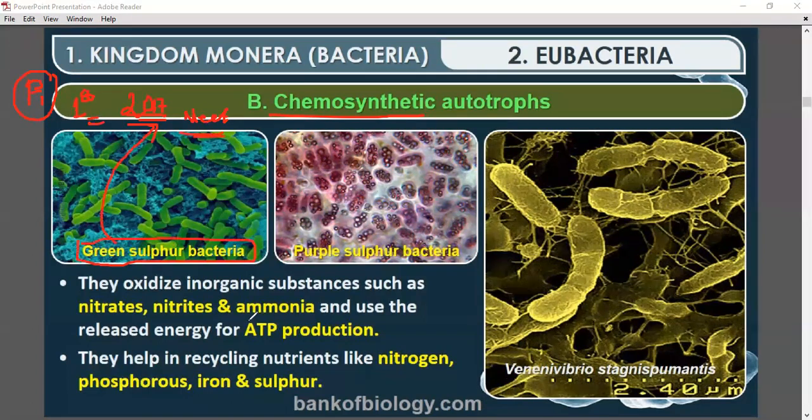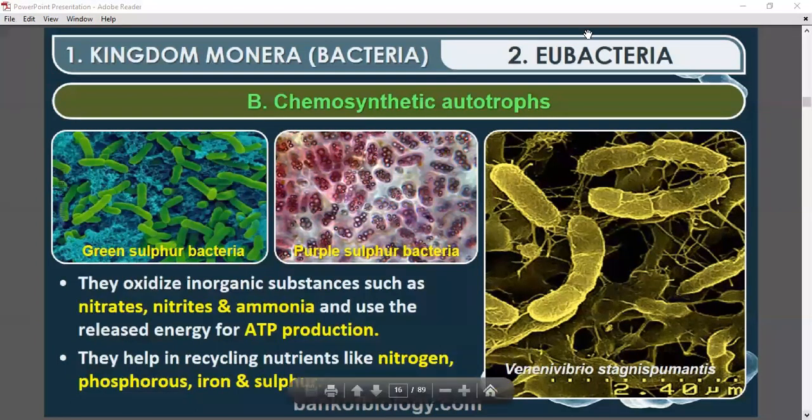They oxidize inorganic substances like nitrates, nitrites, and ammonia and use the energy released for ATP production. Name the type of bacteria that helps in recycling nutrients. It is the chemosynthetic autotroph, and if the option is given, they are green sulfur bacteria. They help in the recycling of nutrients such as nitrogen, phosphorus, iron, and sulfur. Is it clear? Next one.